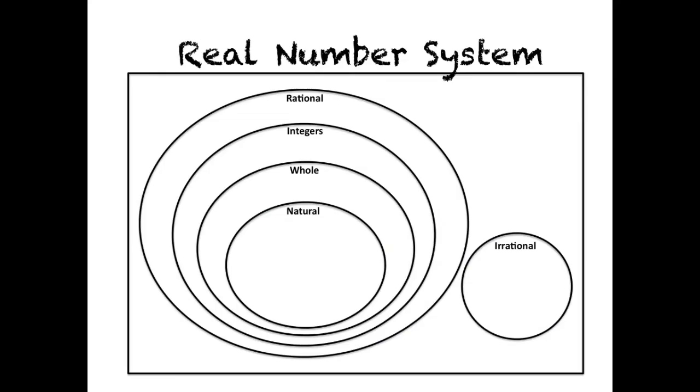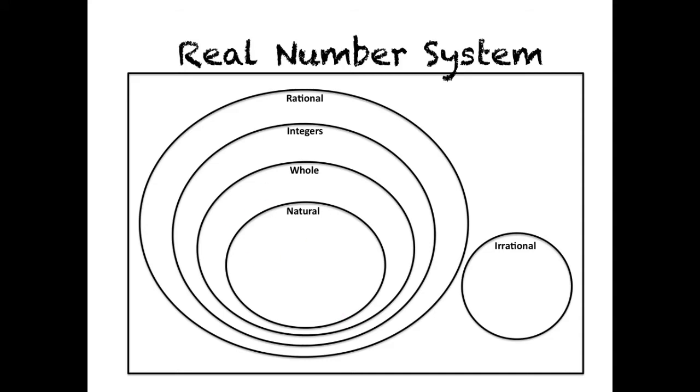Okay, so what you're going to want to do now is grab this Venn diagram that has been given to you with the real number system. What I want you to do is go back to the previous slides and previous moments in the video and write down the definition of each of these subsets. Notice how the natural numbers are inside, then the whole numbers.